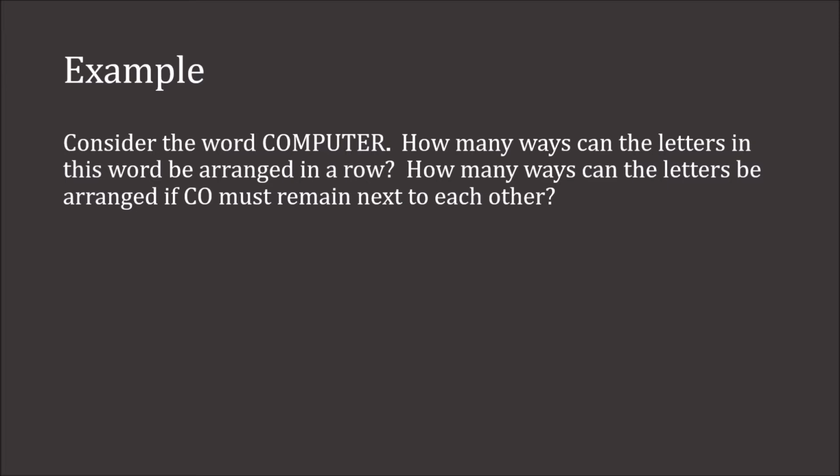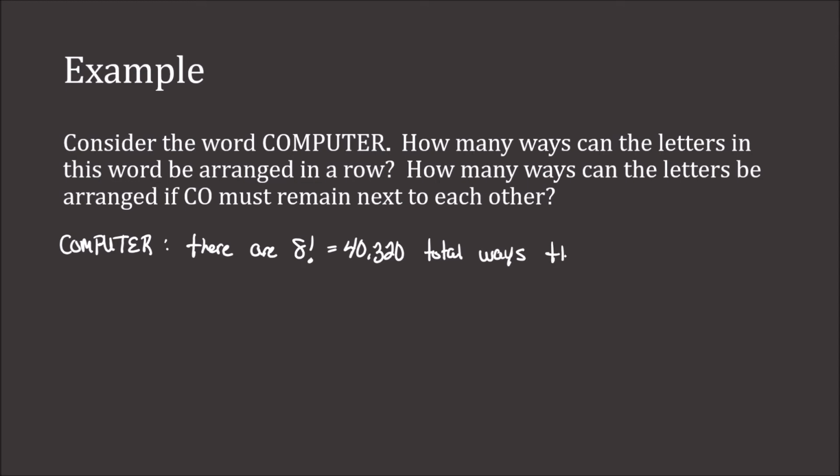So if we look at the word computer, there are 8 letters: 1, 2, 3, 4, 5, 6, 7, 8. So you would have 8 factorial ways that the letters can be arranged, and 8 factorial is 40,320. So there's 40,320 total ways the letters can be arranged.